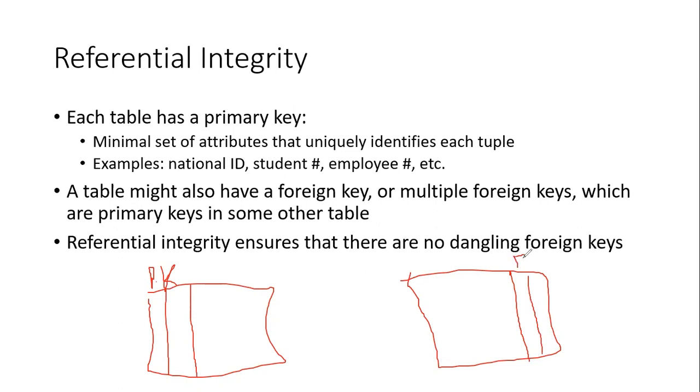So what do we mean by a dangling foreign key? It means that if you change this table and delete this primary key, just only one, it should also be deleted over there. There should not be a case where both should exist over there. This is called dangling foreign keys.